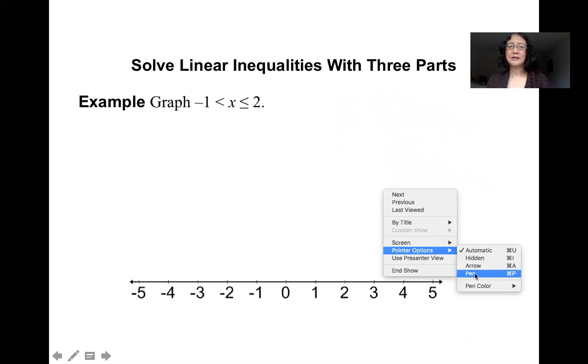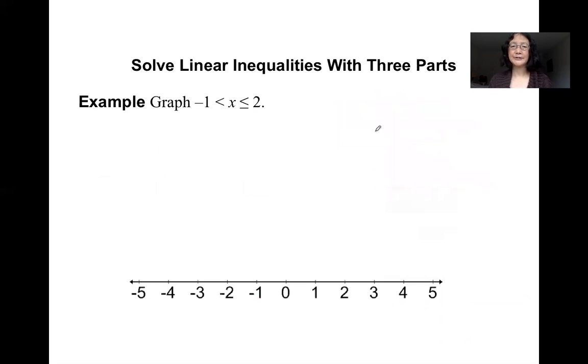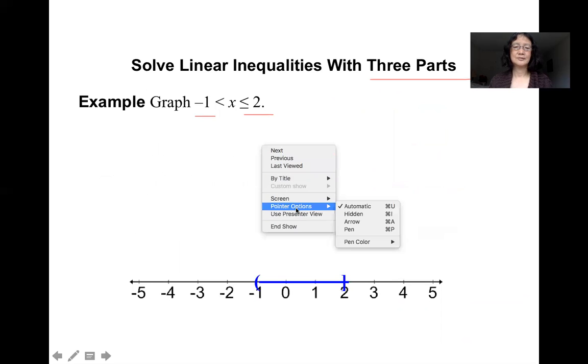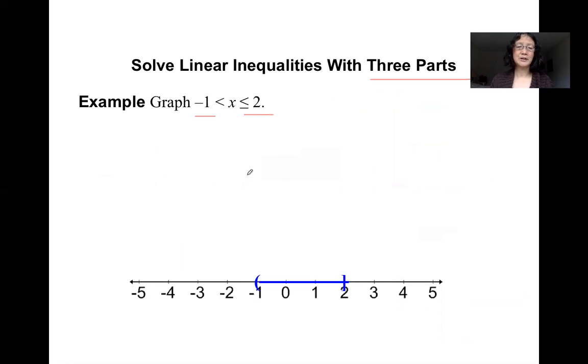So far, the inequalities we see have only 2 parts. How about if you have 3 parts? For example, x between -1 and 2. Okay, so how do you graph this inequality on the number line? Remember, for the smaller sign, you use the round bracket. Smaller or equal, you use the square bracket. Okay, so this interval represents x between -1 and 2, including 2.